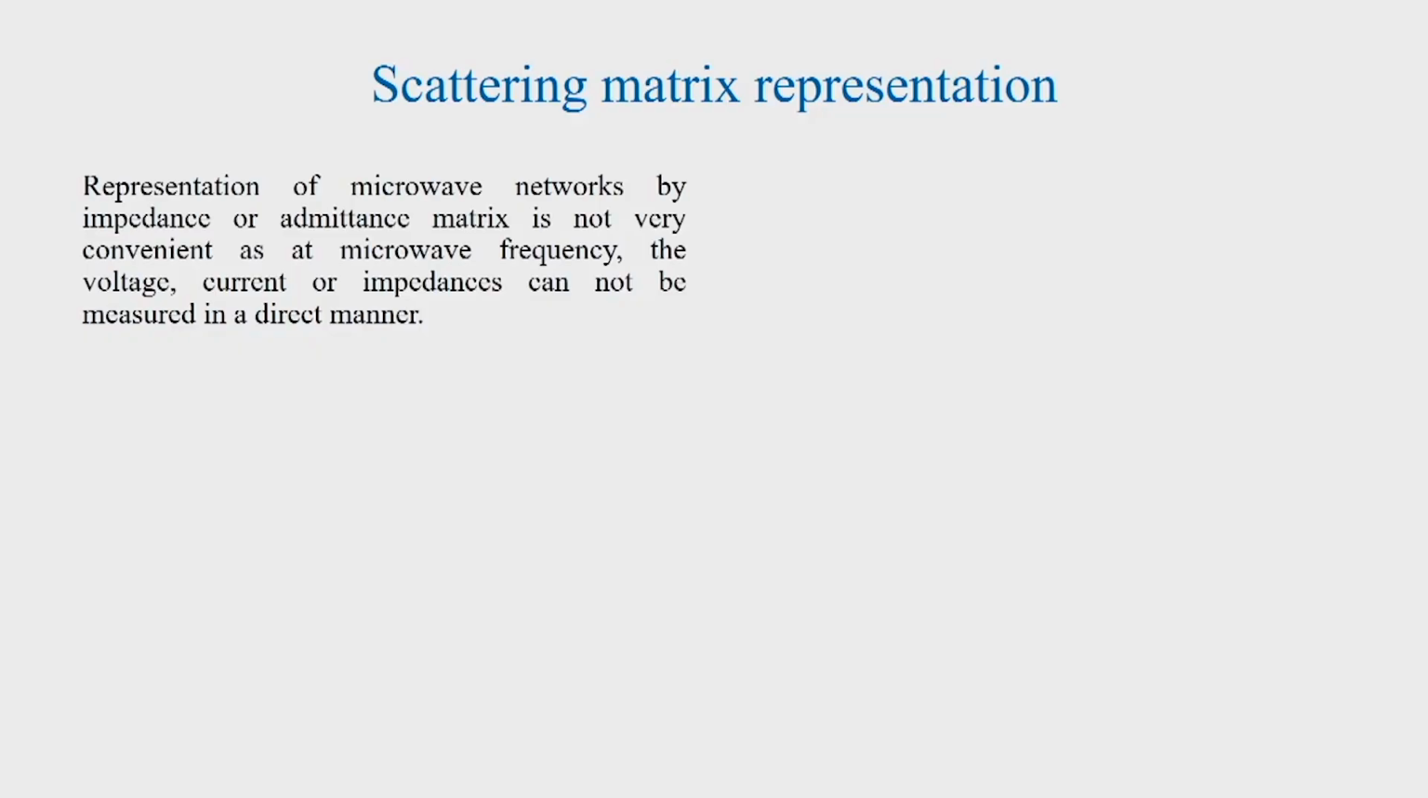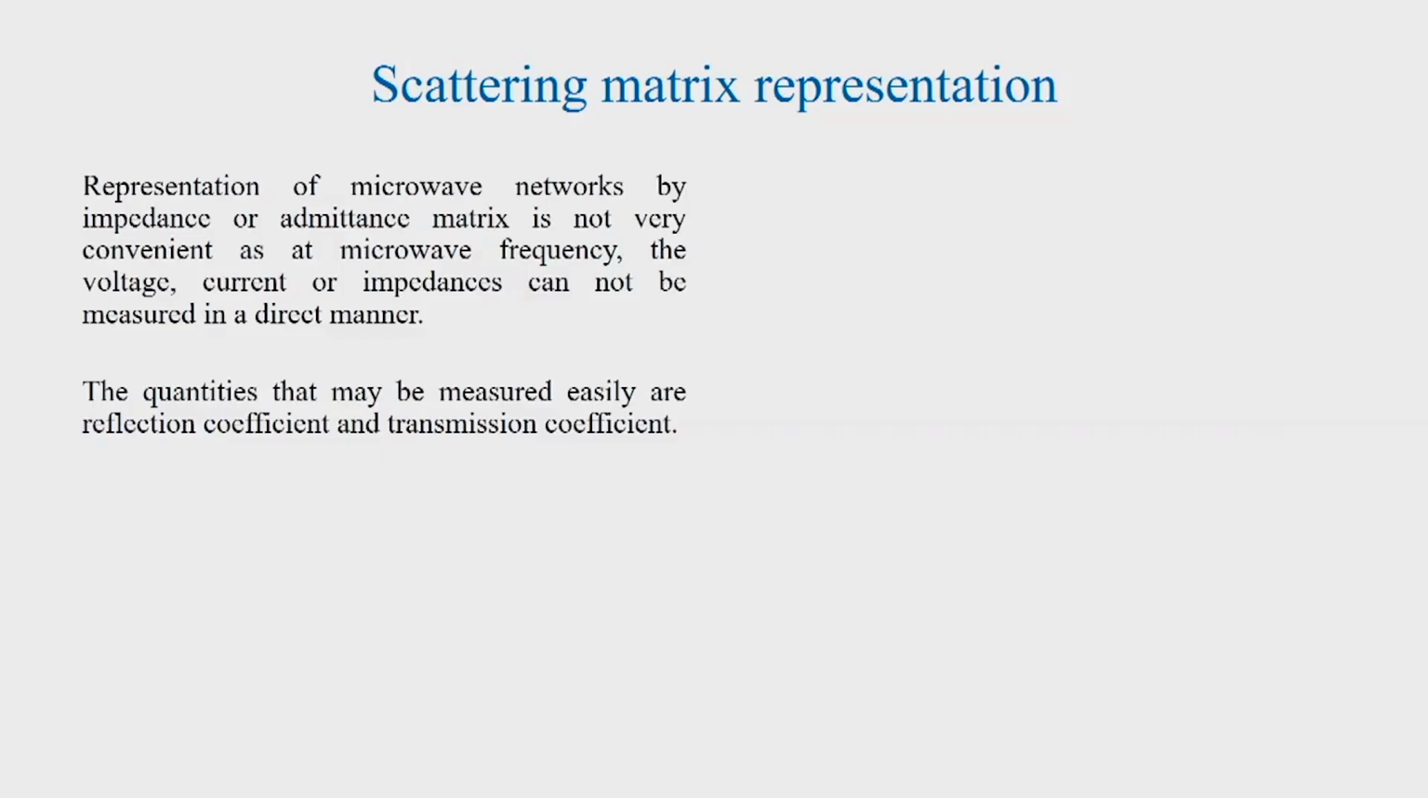We now consider the scattering matrix representation of microwave networks. Representation of microwave networks by impedance or admittance matrix is not very convenient, as at microwave frequency the voltage, current or impedances cannot be measured in a direct manner. The quantities that may be measured easily are reflection coefficient and transmission coefficient, and this forms the basis of scattering matrix formulation.